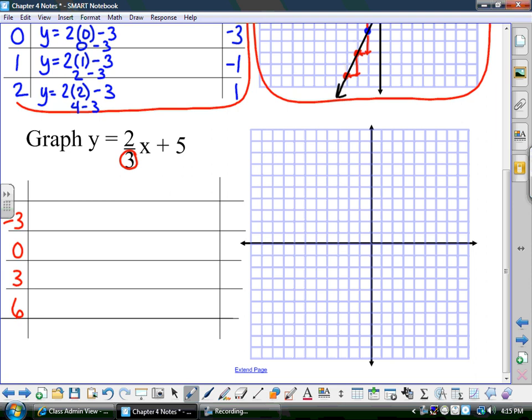The reason we picked multiples of 3 is because when we plug it in, now we're doing 2/3 times negative 3 plus 5. And we know that when we multiply, I'm going to make that negative 3 a negative 3 over 1, and things cancel really nicely. So I end up with a nice whole number, just 2 times negative 1, which is negative 2. But I still have to add 5 to it. So negative 2 plus 5 equals 3. One point on this graph is at negative 3, comma 3.